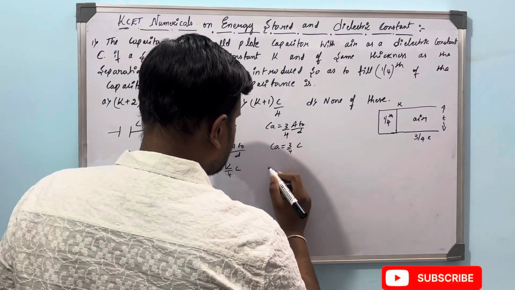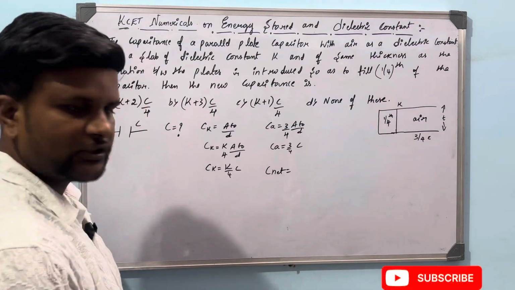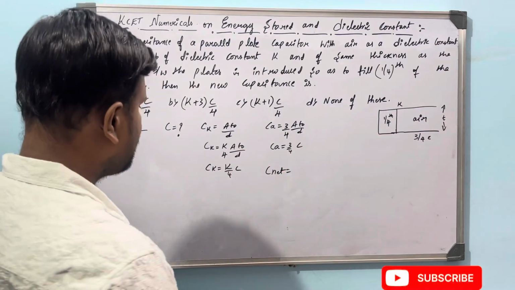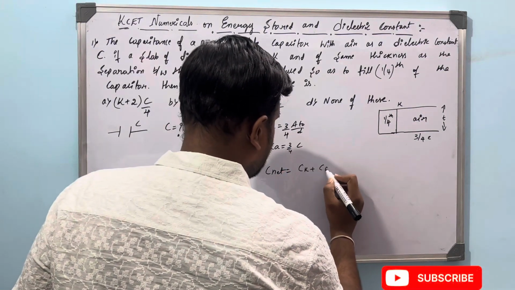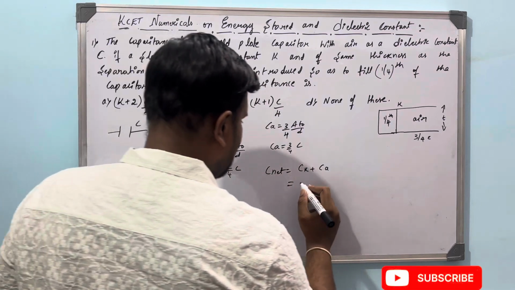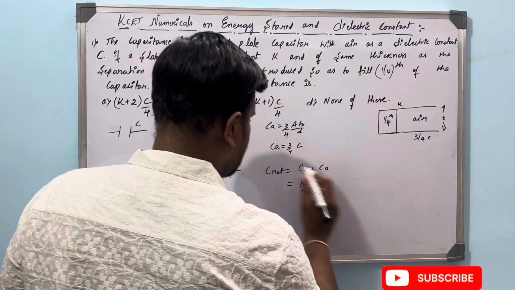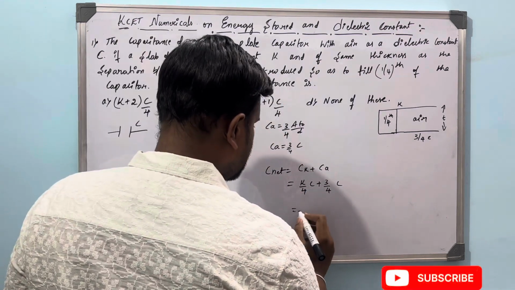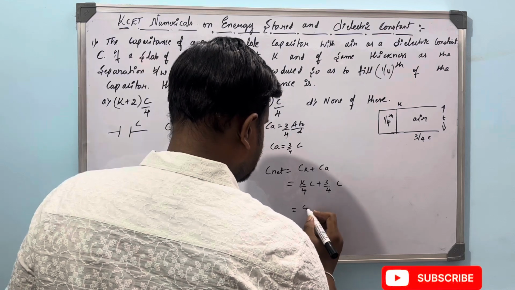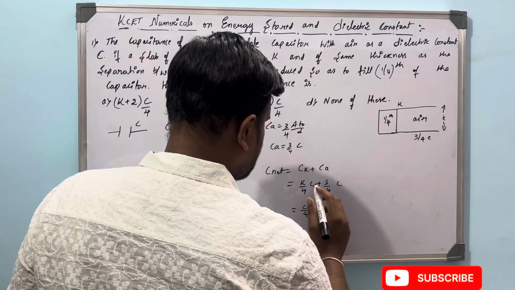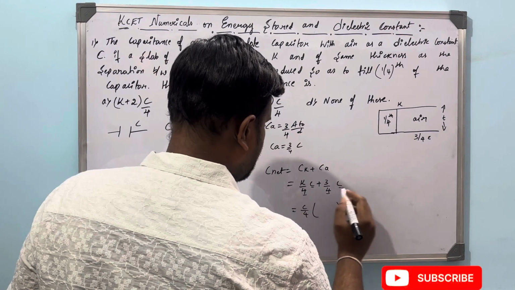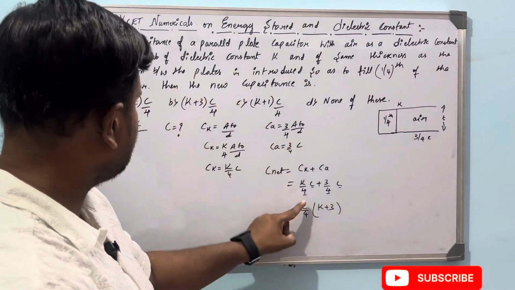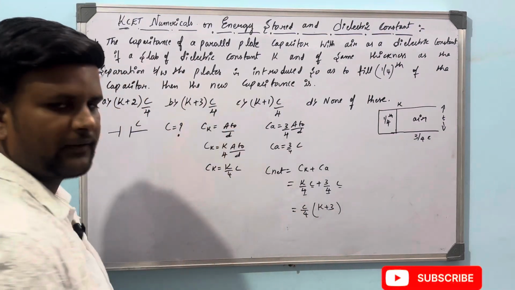Here I need to calculate C net. C net means the capacitance due to the dielectric medium as well as the capacitance due to the air, so it becomes Ck plus Ca. Ck is K divided by 4 times C, plus Ca, which is 3 divided by 4 times C. From both terms I can take C/4 as common, and the remaining is K plus 3. So the answer is (K plus 3) C/4.